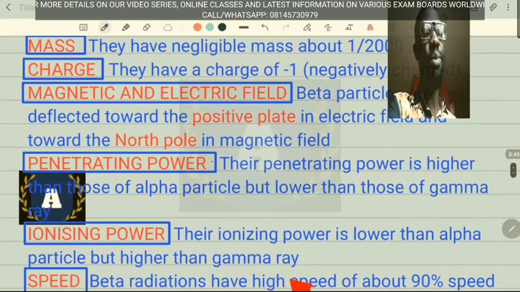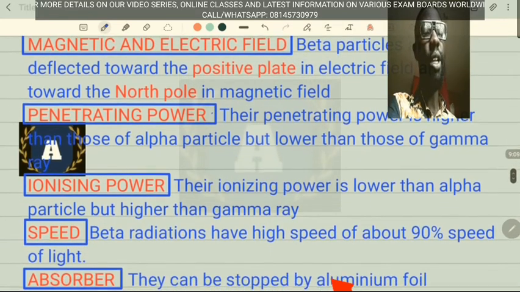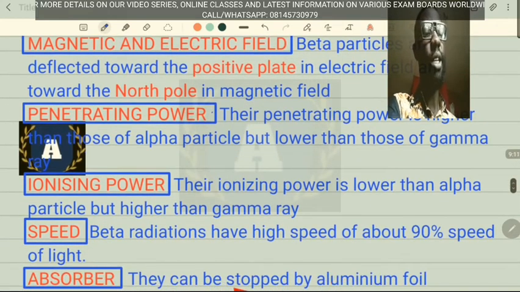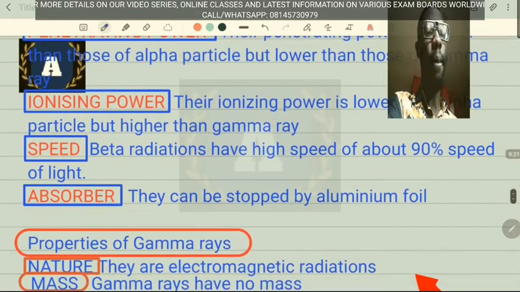So what is their speed? Beta radiation has a high speed of about 90% the speed of light. Don't forget we said the speed of light is 3 multiplied by 10 to the power of 8 meters per second. So 90% of that will give us the speed of beta particles. So beta radiation is faster compared to alpha radiation. Then what happens to their absorption? They can easily be stopped by aluminum foil. So those are the properties we need to learn about beta radiation.